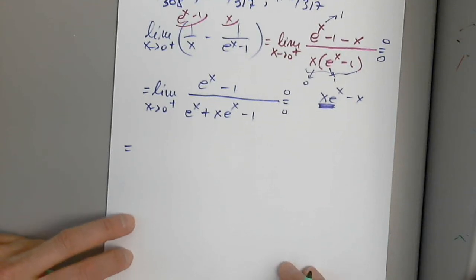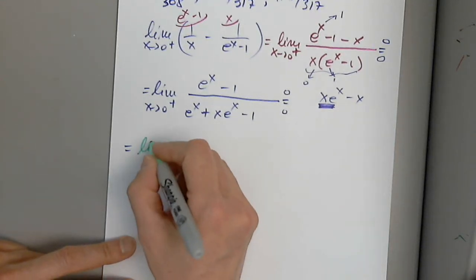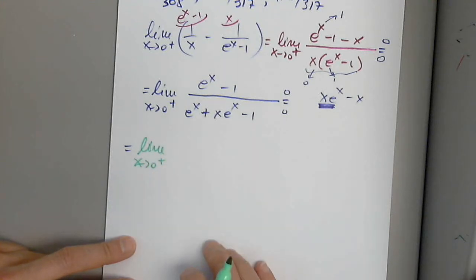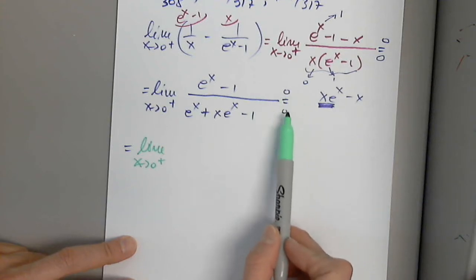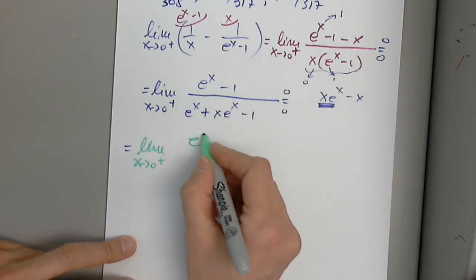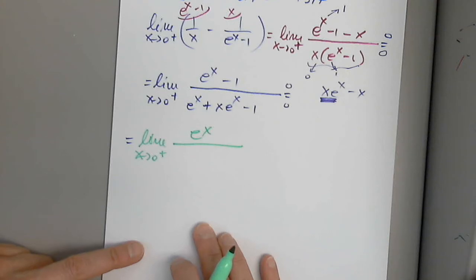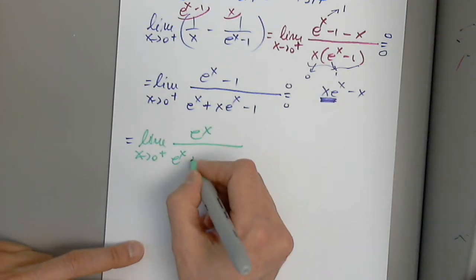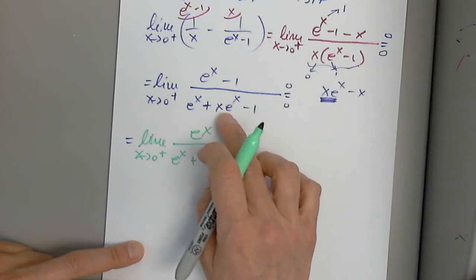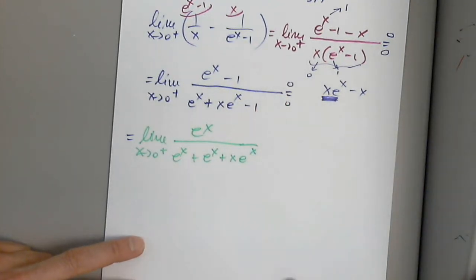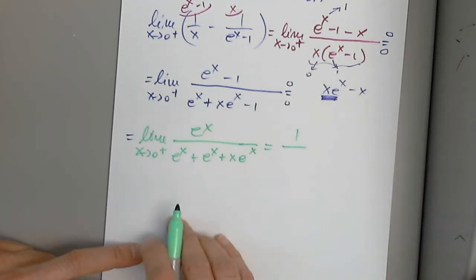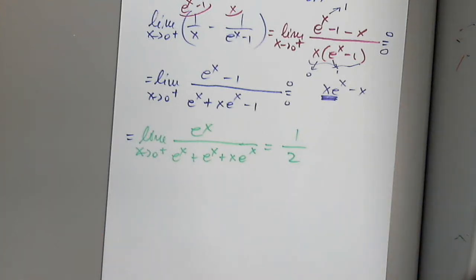Okay, moving on. Limit as x approaches 0 from the right. Since it's 0 over 0, this is 0. This is 1 minus 1 is 0. I still have 0 over 0. When I differentiate, I get e to the x. When I differentiate as a product, I get e to the x plus x e to the x. And the negative 1 prime is 0. The numerator goes to 1, and the denominator goes to 2. So it's 1/2.